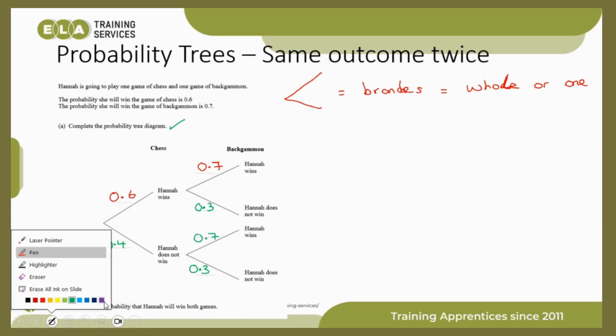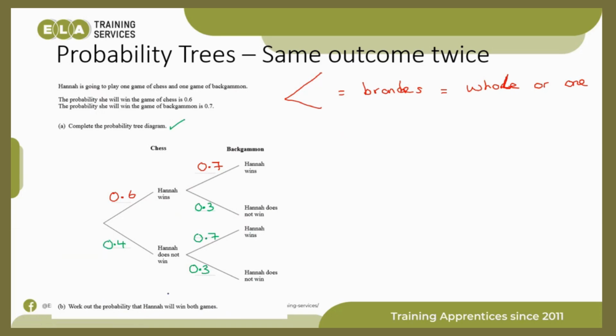Now, the question says at the bottom, work out the probability Hannah will win both games. So here we do combined probability. And what's really handy if you get in the habit of doing it is, when you read a question, write out what you think you need to do. And then all you have to do is say multiply. Right, now you know what you're doing.